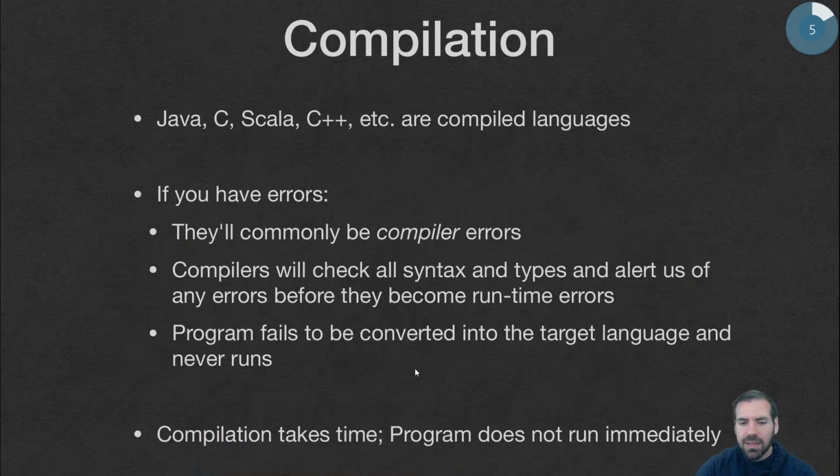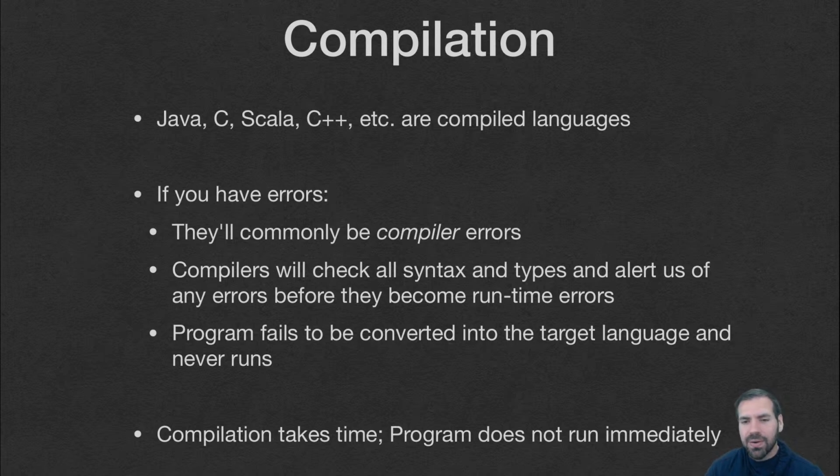But the other side of that is when you hit the go button in IntelliJ, your program doesn't run immediately. And that's not just an IntelliJ thing. It's not just a Java thing. That's a compiler thing. So when you hit the go button, you'll notice a progress bar on the bottom of IntelliJ. That progress bar is the compiler compiling your code, translating all your code before it can run.